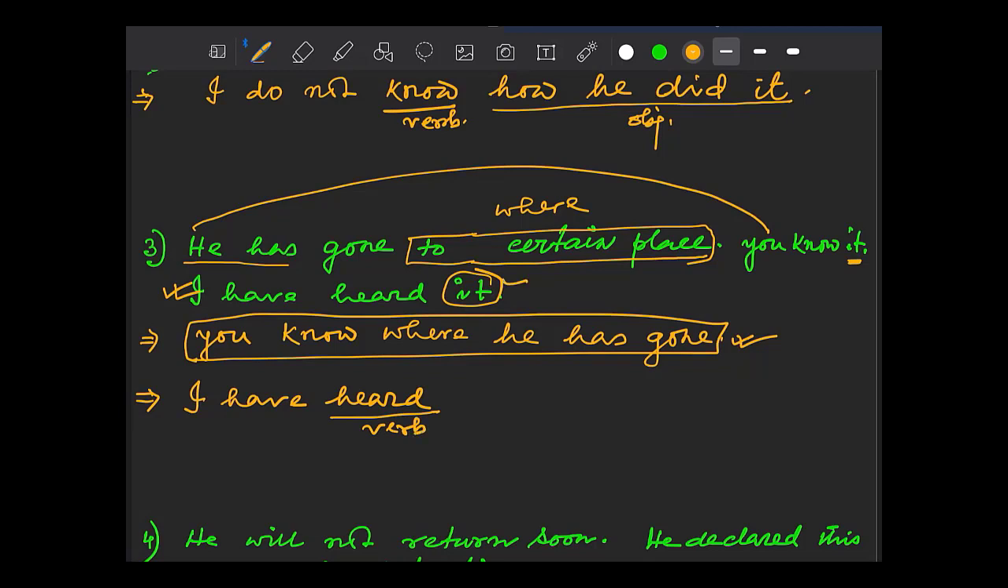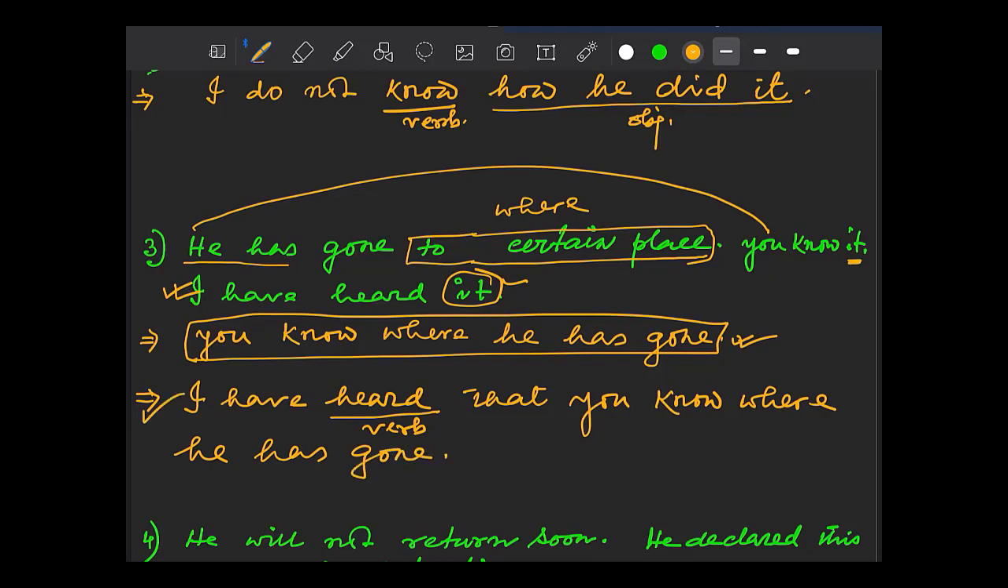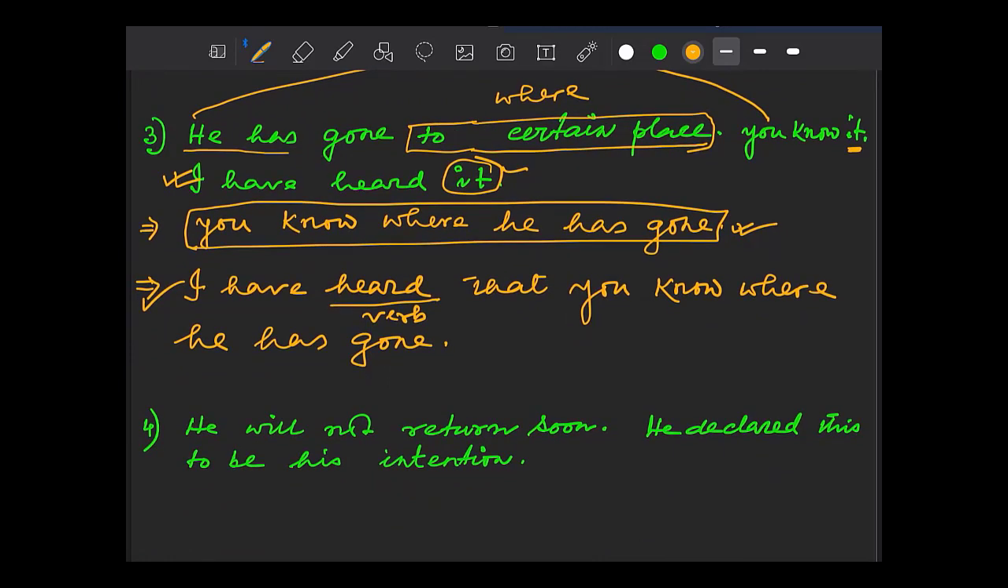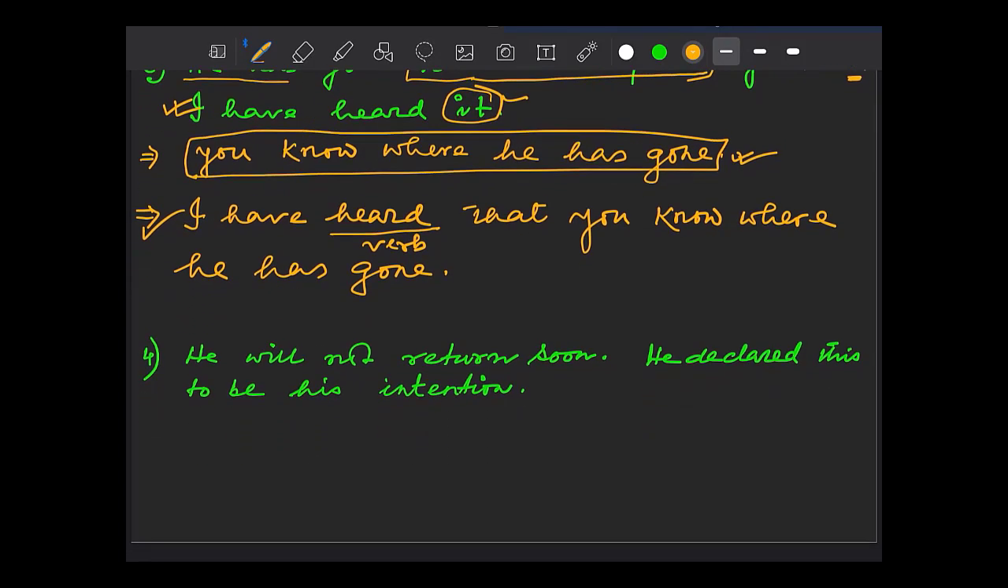and in place of it we will write this sentence. We will write this. I have heard that you know where he has gone. You have got this sentence through two steps. These three sentences are combined here into a single complex sentence through two different stages. Okay, and you know the stages now. This is your answer. I have heard that you know where he has gone.